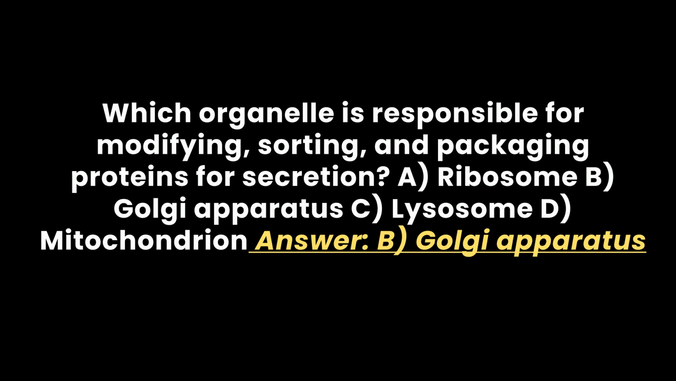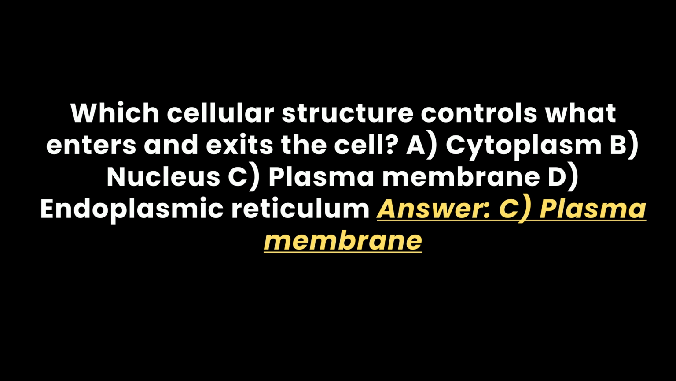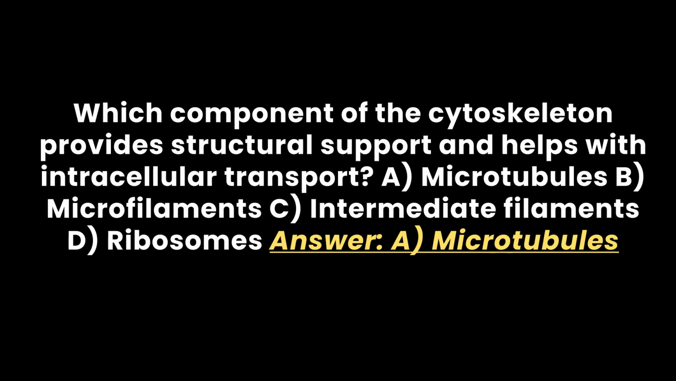Answer: C. Plasma membrane. Which component of the cytoskeleton provides structural support and helps with intracellular transport? A. Microtubules. B. Microfilaments. C. Intermediate filaments. D. Ribosomes. Answer: A. Microtubules. Which molecule serves as the primary energy currency of the cell?